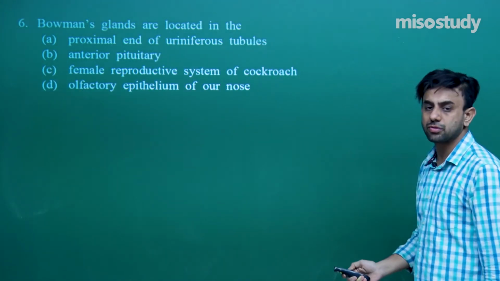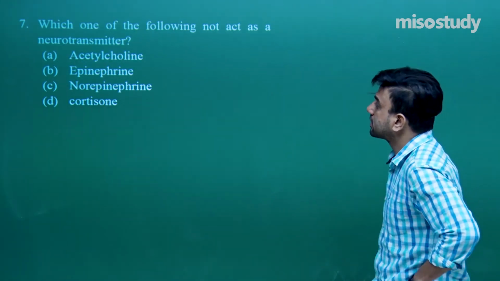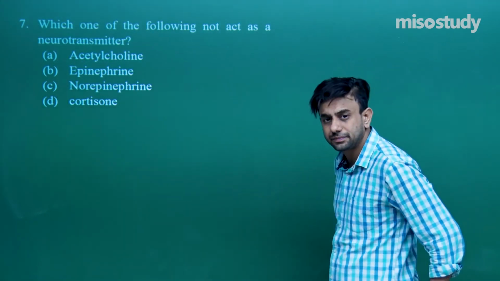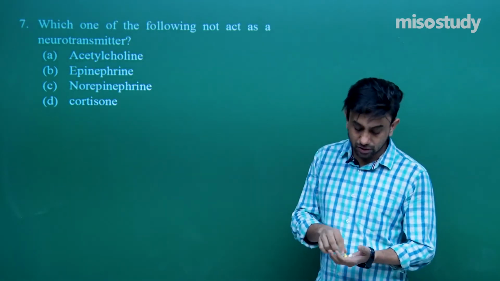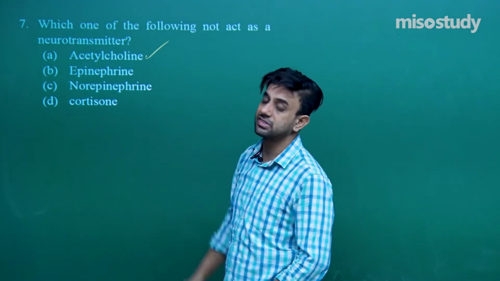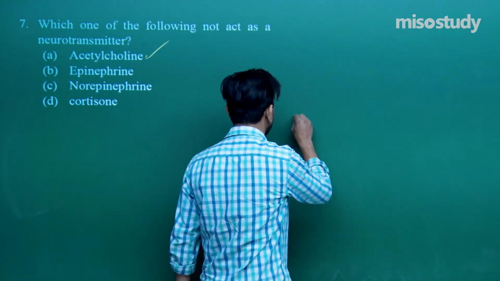Let us talk about the next question. Which one of the following does not act as a neurotransmitter? Acetylcholine, we all know, is a neurotransmitter, right? It is a neurotransmitter which is secreted by the nerve endings, right?